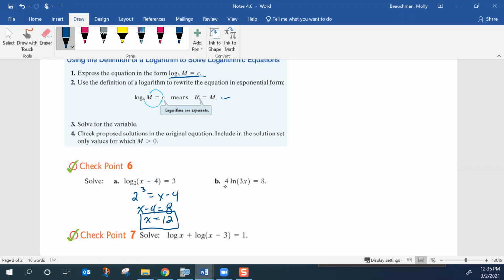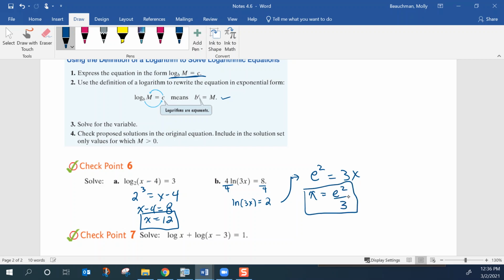The next equation, 4 times the natural log of 3x equals 8, isn't in the right form yet. We have to have a logarithm by itself. So the first step is to divide both sides by 4. Then we get the natural log of 3x is equal to 8 divided by 4, which is 2. Now rewrite it as a power. Natural log has base e, so we end up with e squared is equal to 3x. Divide both sides by 3. X is equal to e squared over 3.